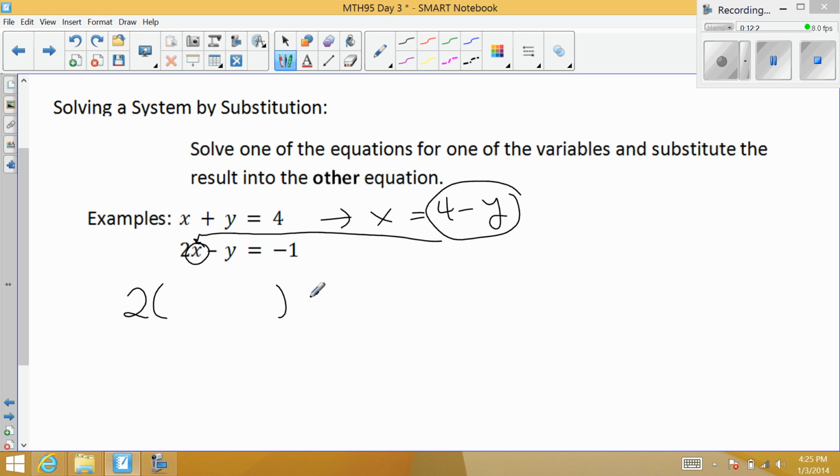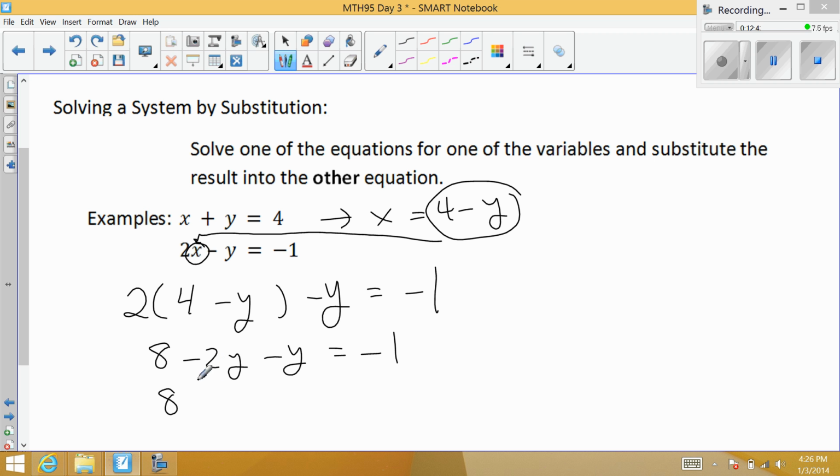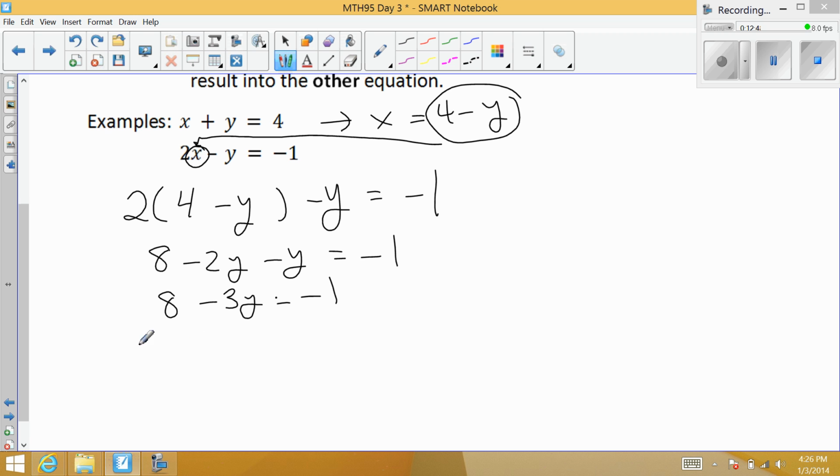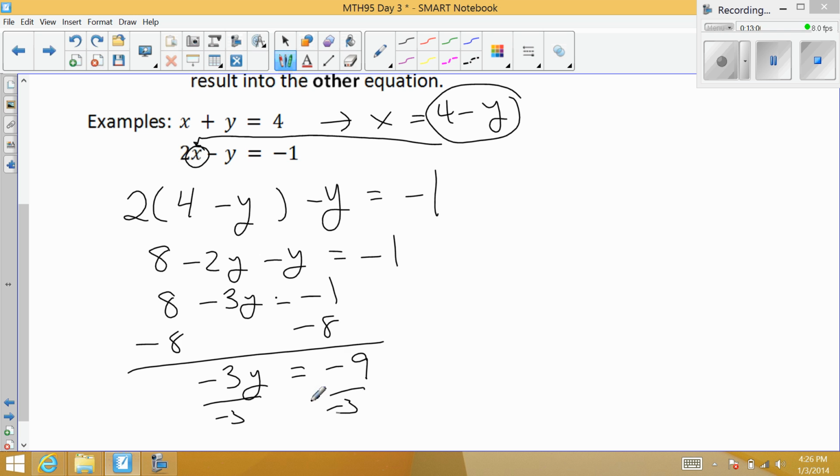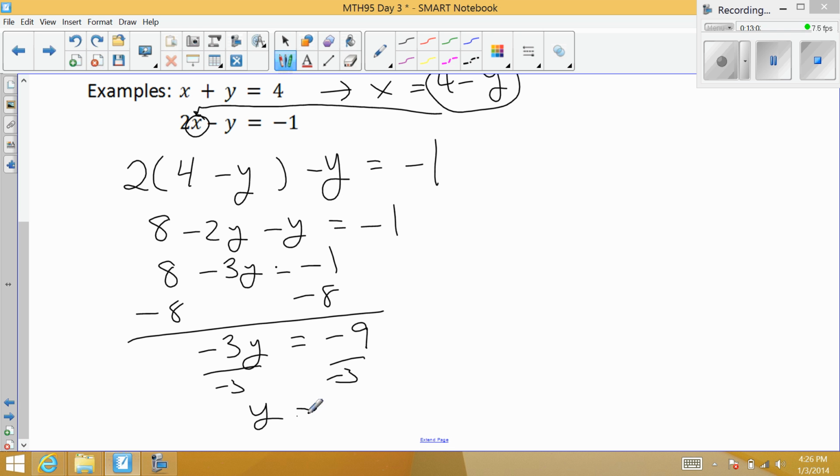So 2 times x subtract y equals negative 1, and then I'm replacing the x with 4 subtract y. Now I've got an equation that has only one type of variable in it, and I can solve this. So I can distribute here, and I'll get 8 subtract 2y, subtract 1y equals negative 1. I've got some like terms here, so that would give me 8 subtract 3y is negative 1. Subtracting the 8 to get the constants together gives me negative 3y equals negative 9. Dividing by negative 3, and I get y equals 3.